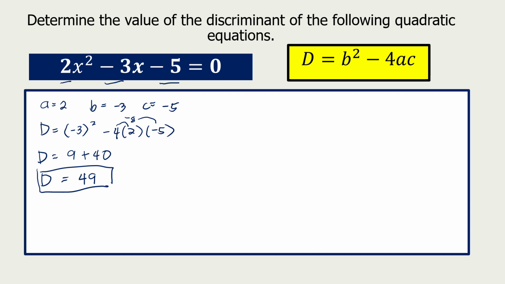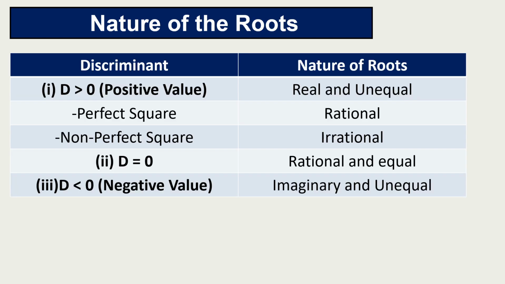So the next part here is how do we determine the nature of the roots of a quadratic equation. So we will need the discriminant in determining the roots. And we can also use this table to determine the nature of the roots based on the discriminant. We have here 3 conditions. The first one, if the discriminant is greater than 0 or positive value, then the nature of the roots are real and unequal.